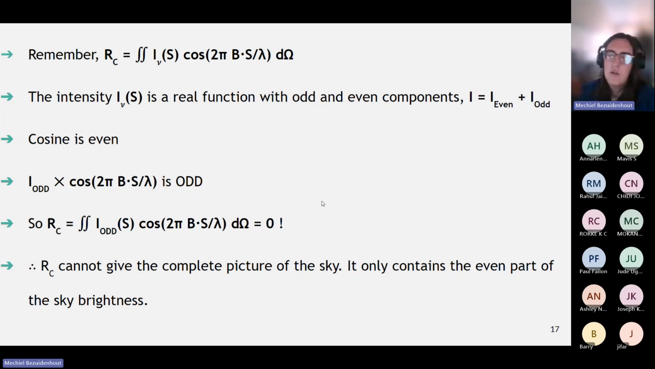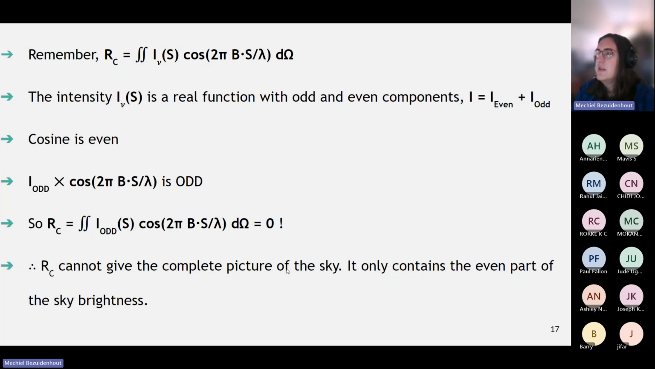Because if you integrate over all space any odd function, the parts on the left of the y-axis and on the right of the y-axis are mirrored, but they're negative. So they cancel out when you put them together. So the integral of any odd function over all space is going to be 0. So this integral of the odd intensity is just going to give us 0, which means that this response RC cannot be the complete picture of the sky because it only contains the even part of the sky brightness.